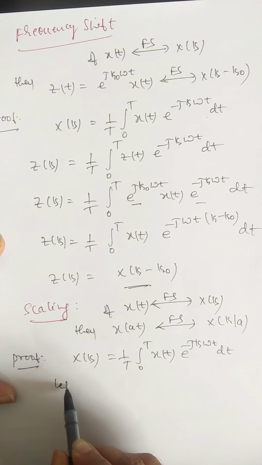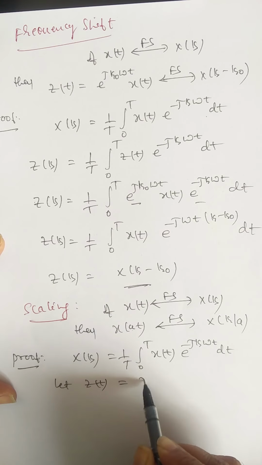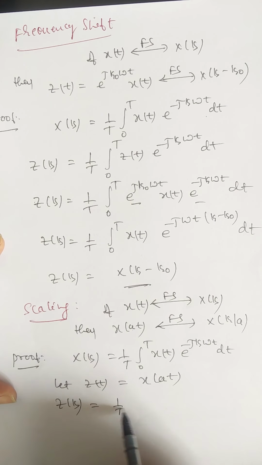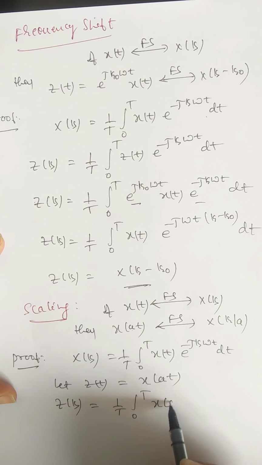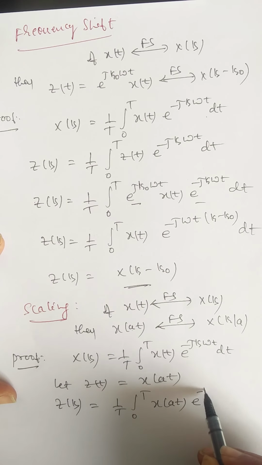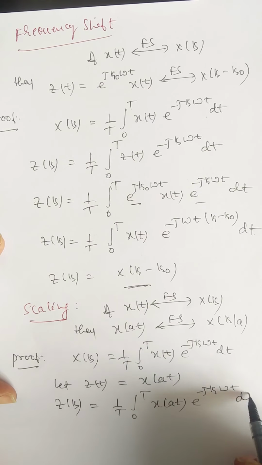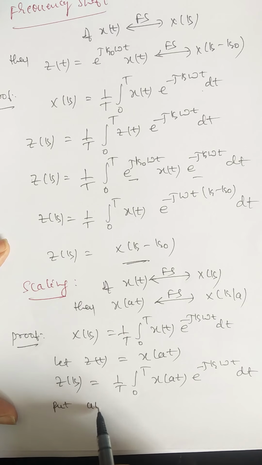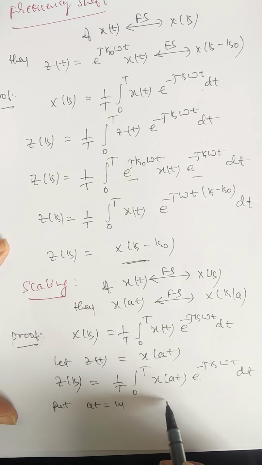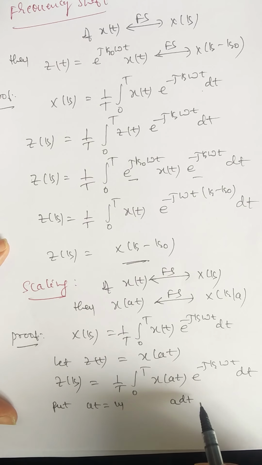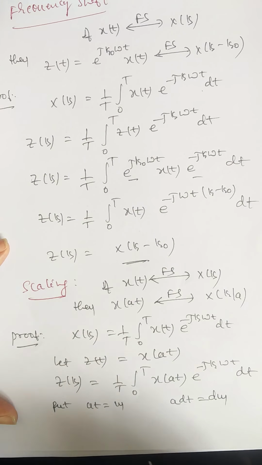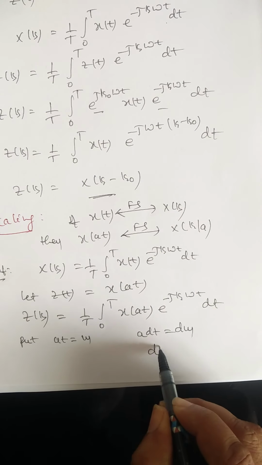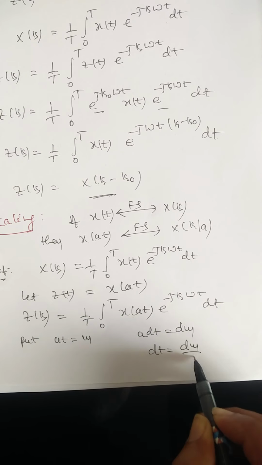Fourier series: let z of t is equal to x of a t. Then z of k is equal to 1 by T, integral from 0 to T of x of a t e to the power of minus j k omega t dt. Let us put a t equal to m, then a dt is equal to dm, so dt is equal to dm by a.